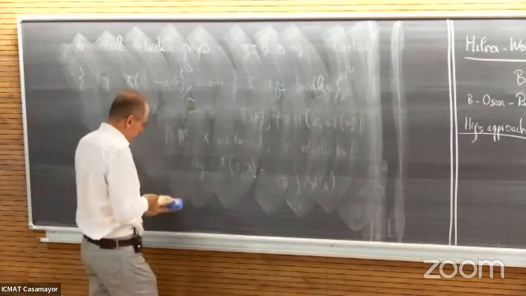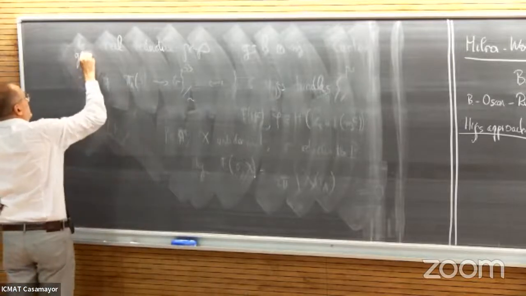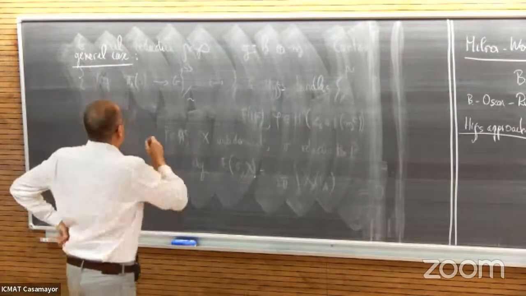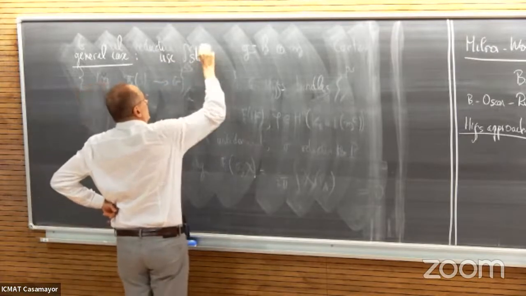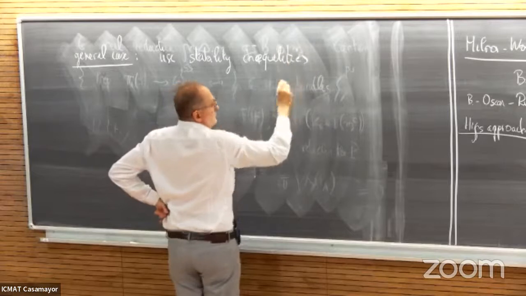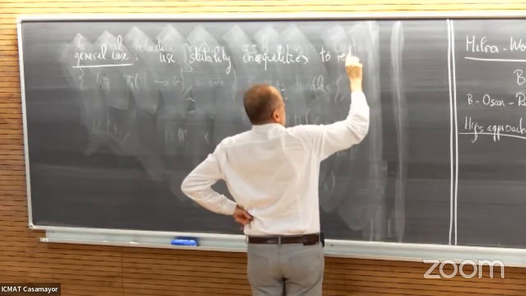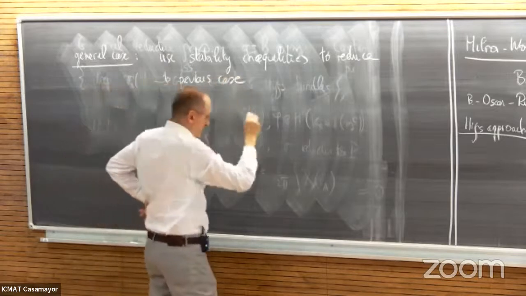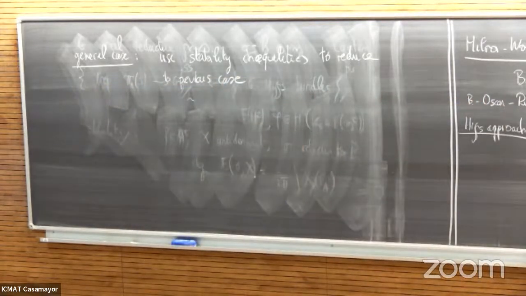So in the general case, I will not explain exactly, but when you have this stability inequalities, you reduce to the previous case. So this involves construction of a kind of subtube, a maximal subtube, in which the Higgs field phi minus takes values.